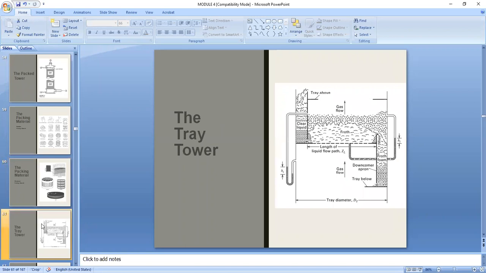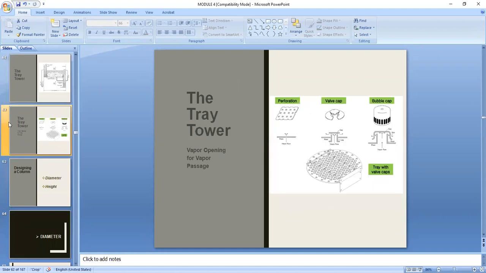As for the tray tower, you have the trays, so there's no need for the packing materials. I mentioned already that this is the downcomer. The liquid flows in this manner, going down here, horizontally in here, and in here. So the gas flows upward.